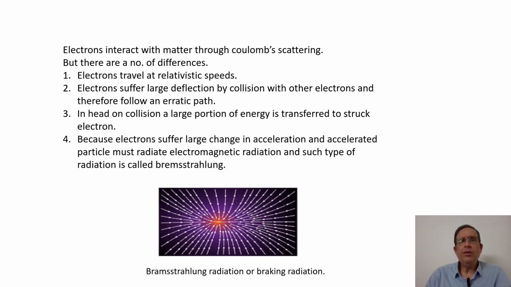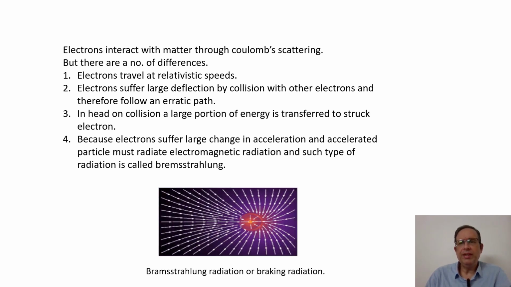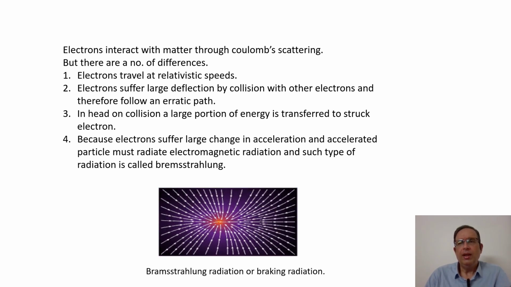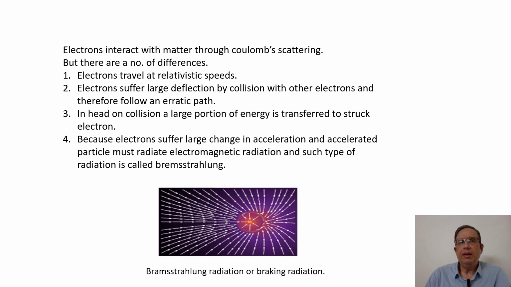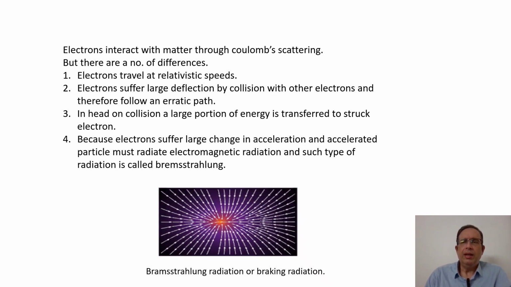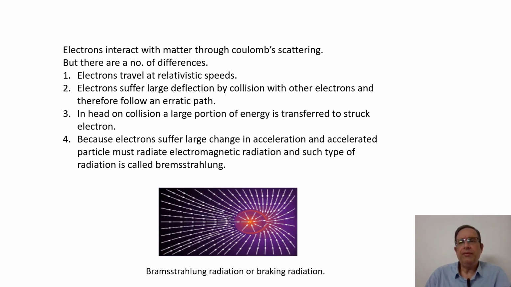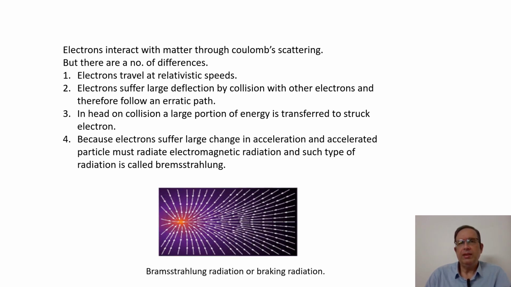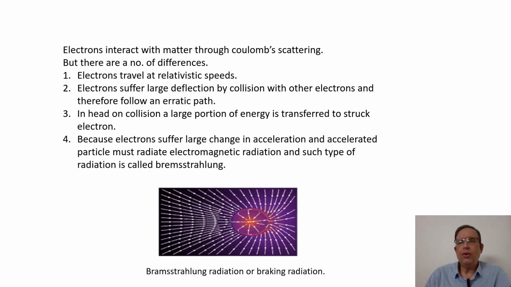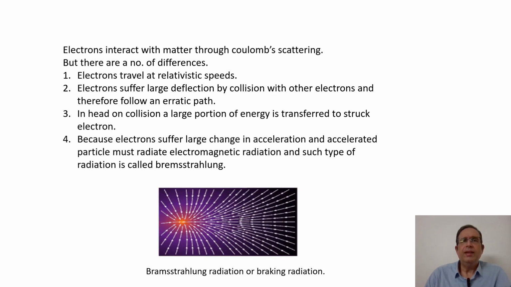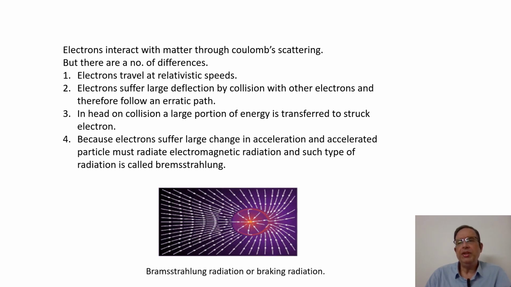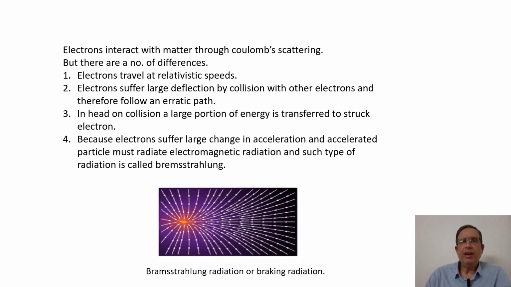So electrons interact with matter through Coulomb scattering. The basic interaction mechanism of electrons in matter is Coulomb scattering, but since electrons are very light, the interaction process is a bit different from that of heavy charged particles. Since electrons are light, they move with very high speed, and when they come out of a radioactive nucleus, they are basically relativistic.